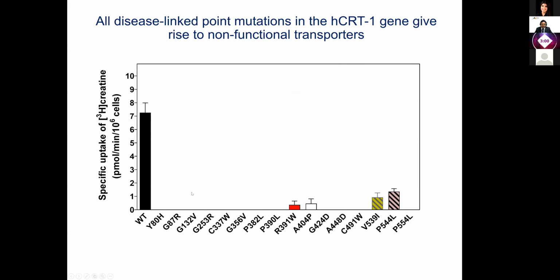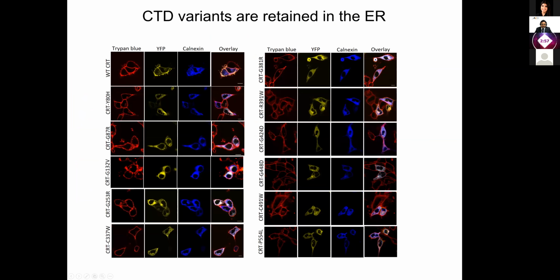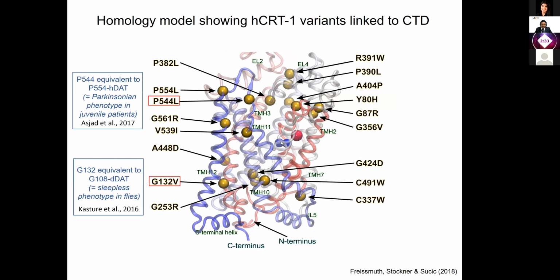And then we checked with confocal imaging whether it is stuck at the ER or reaching the plasma membrane, and most of these mutants were stuck at the ER. So this led us to the question: are these proteins non-functional as a result of being retained at the ER? Or are they completely misfolded, and is the active site, which is here, the two sodium binding sites and the chloride site, also affected by these mutations?